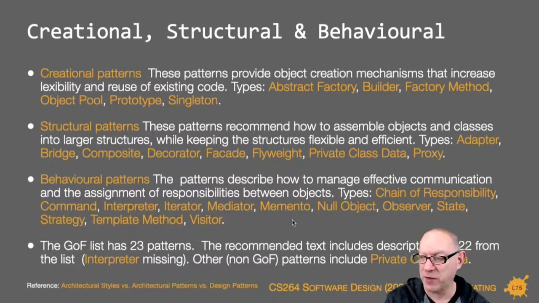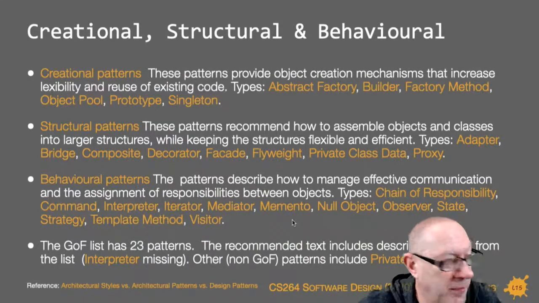They describe how to manage effective communication and the assignment of responsibilities between objects: chain of responsibility, command, interpreter, iterator, mediator, memento, null object, observer, state, strategy, template method, and visitor. So those are some patterns. The GOF list has 23 patterns, and the recommended text that I gave to you only has descriptions for 22 of the list, and it's the interpreter that's missing.